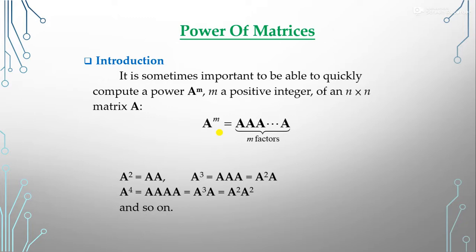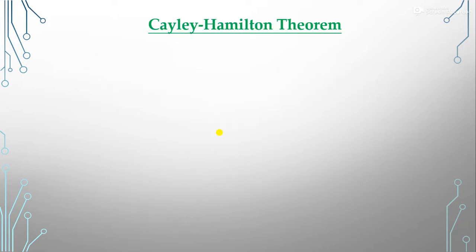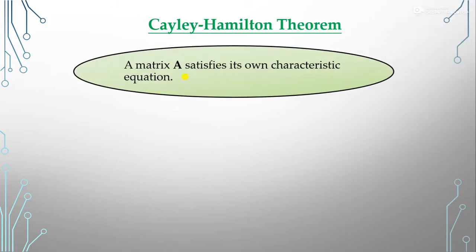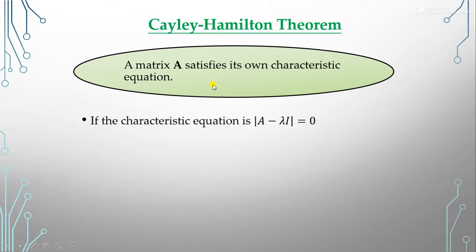Now, by the Cayley-Hamilton theorem, we can find the power of any matrix easily. So what is the Cayley-Hamilton theorem? Generally the statement of the Cayley-Hamilton theorem is that a matrix A satisfies its own characteristic equation. That is the Cayley-Hamilton theorem. And the characteristic equation we calculate by the determinant of A minus lambda I equal to 0.